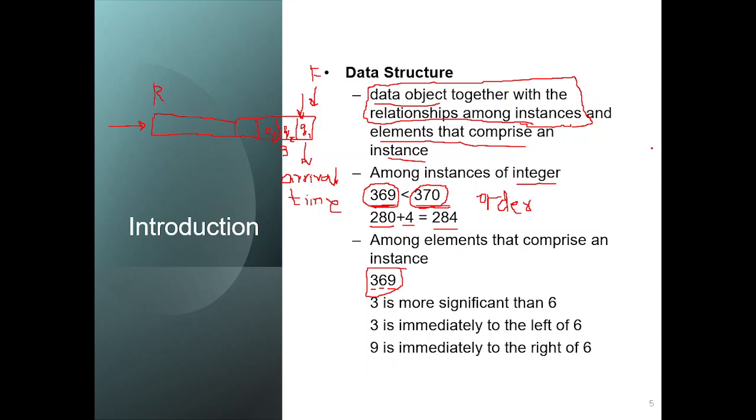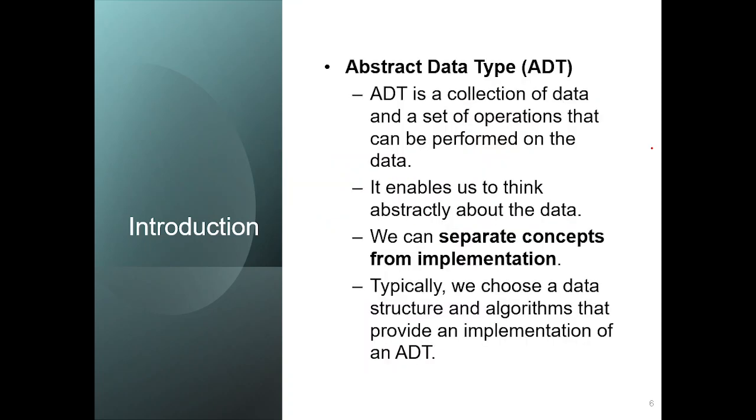And afterwards, we'll also say that a data structure also has operations. Those operations are going to take place in a way so that the relationships between those instances of the data object are kept intact. They are not disturbed. Okay?